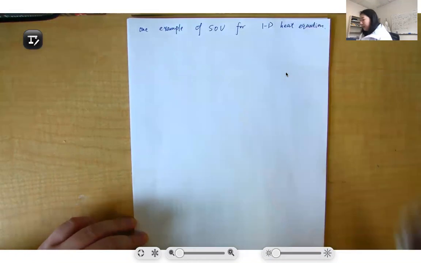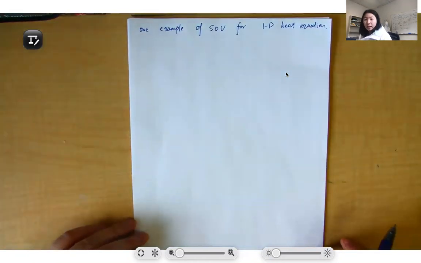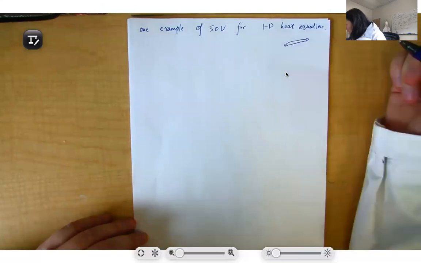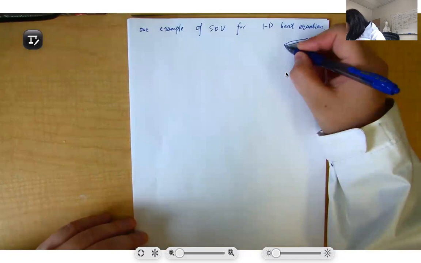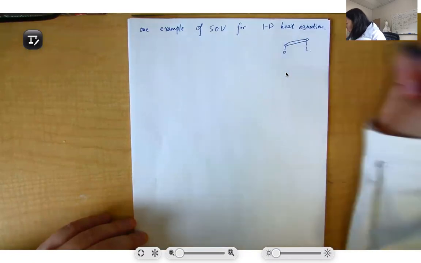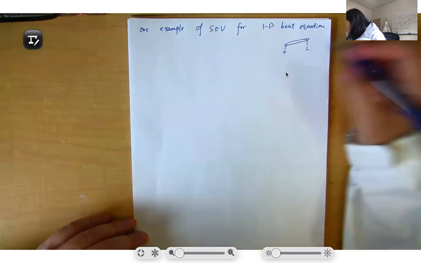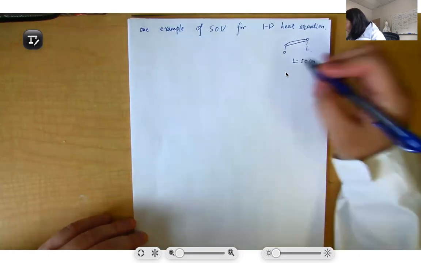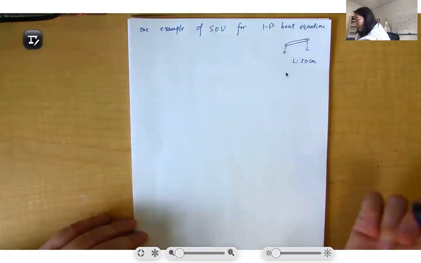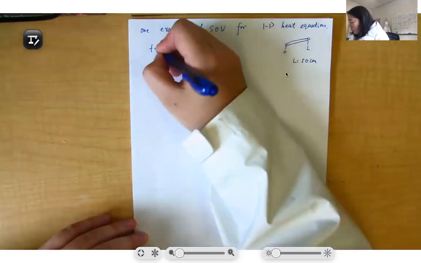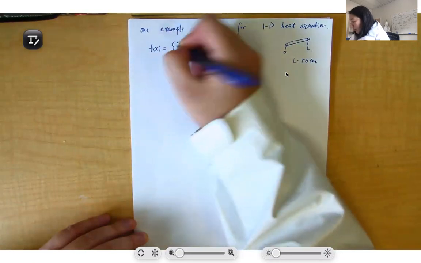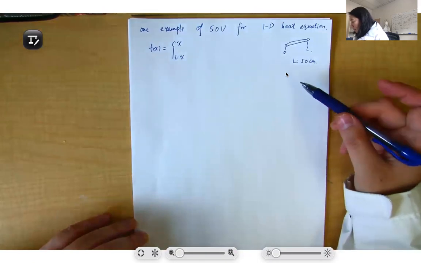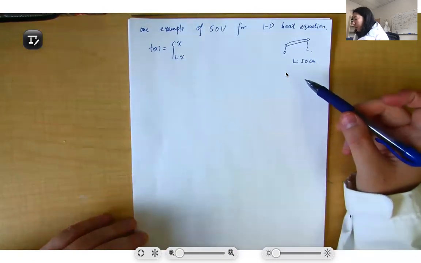Again, this is a metal rod. As we talked about before, this is a metal rod. The length will be L, so from 0 to L, and we say this L is 50 centimeters. And we have our function f(x) equals x, L minus x. And this is a function representing the temperature.